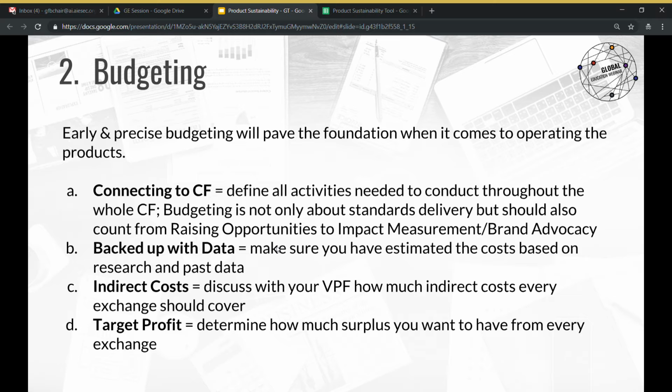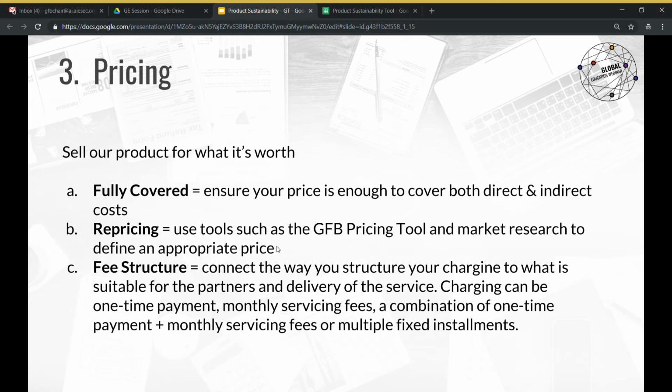Indirect cost: discuss with your VPF how much indirect cost every exchange should cover. Also, create a target profit. Determine how much surplus you want to have from every exchange. Pricing: make sure that the price is able to fully cover the indirect and direct costs. Repricing: check out the tools that GFB has and do market research for it. Then fee structure: connect the way you structure your charge to what is suitable for the partners.